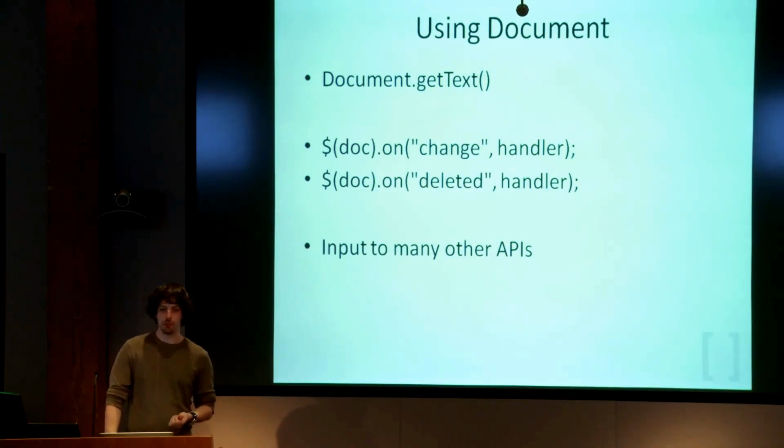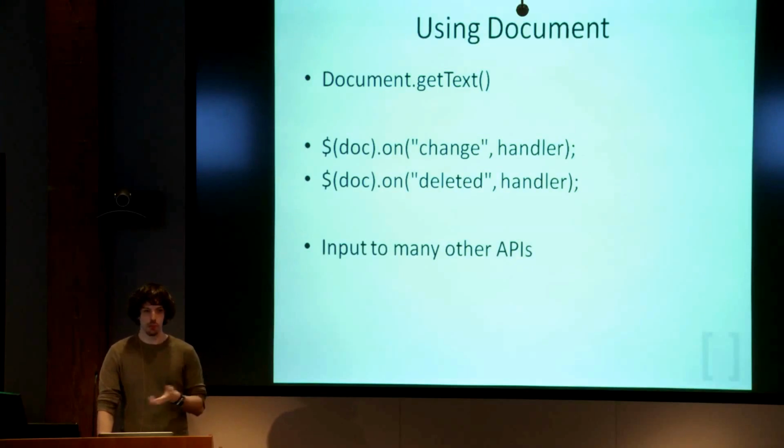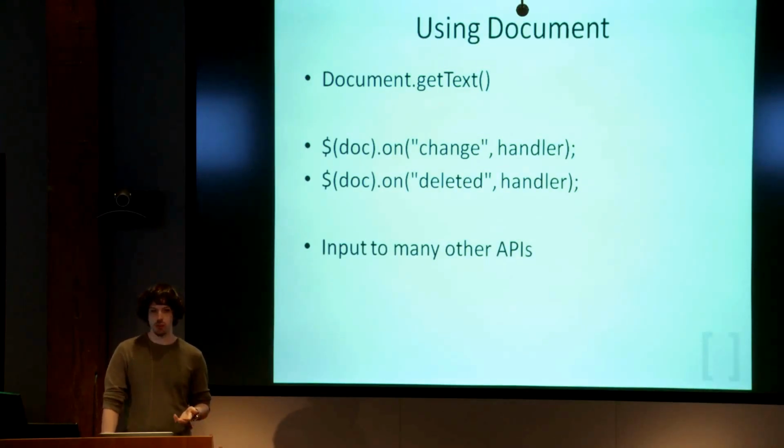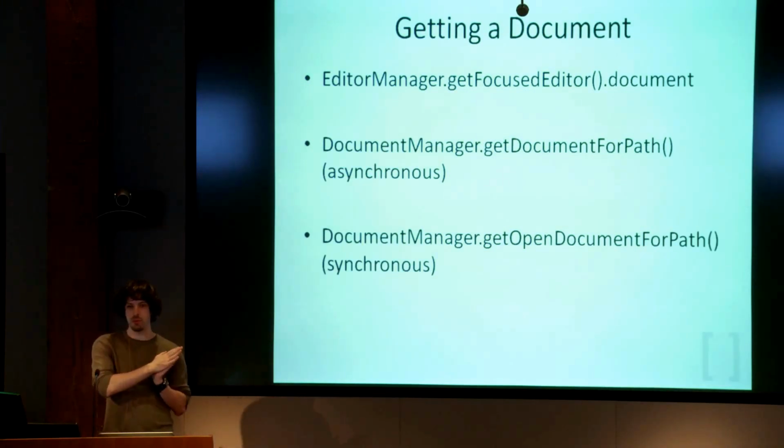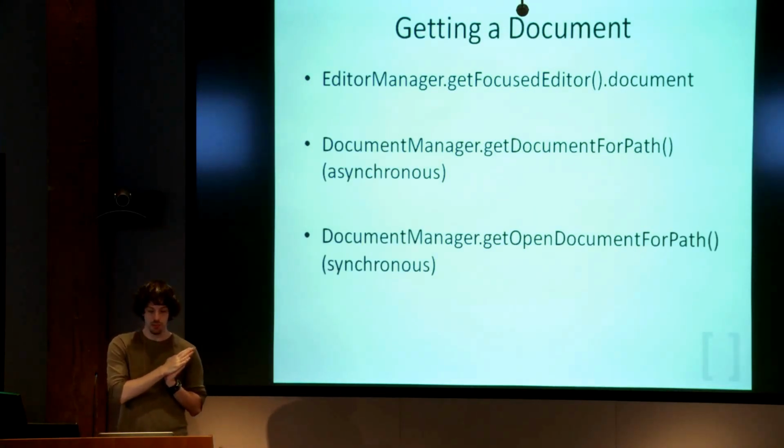Another way that you often use document, though, is simply as an input to other APIs. So a lot of APIs in Brackets that you might want to call for other purposes take a document as input. So oftentimes you'll need to get a document, not because you're going to do something directly with it yourself, but because you need to pass it on to some other API. So on that note, how do you actually get a document? These are the top big three ways that you get a hold of a document object.